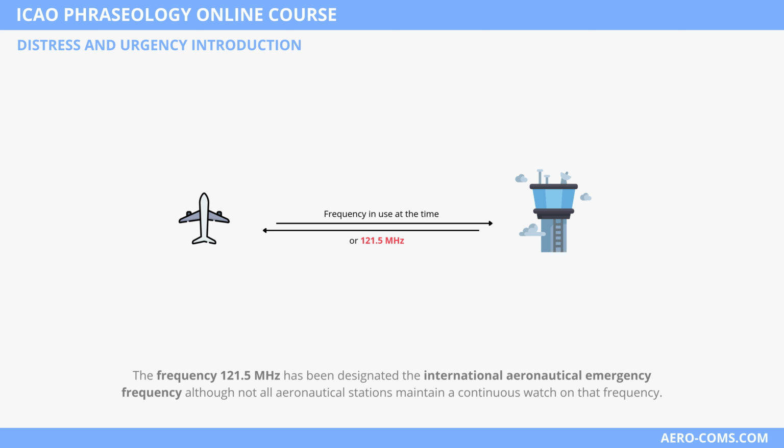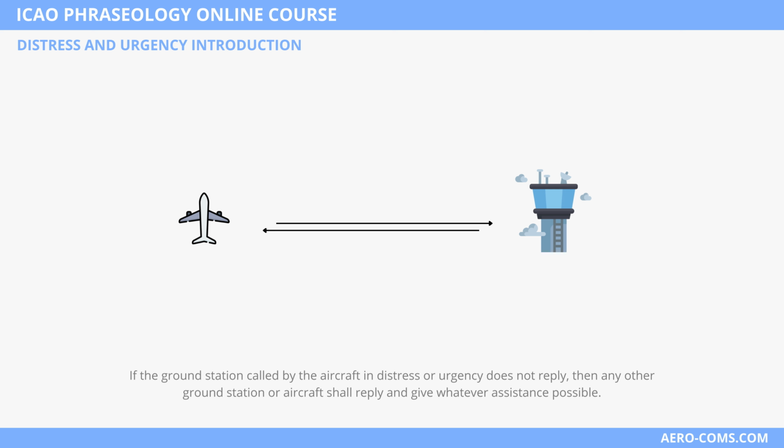The frequency 121.5 MHz has been designated the International Aeronautical Emergency Frequency, although not all aeronautical stations maintain a continuous watch on that frequency. If the ground station called by the aircraft in distress or urgency does not reply, then any other ground station or aircraft shall reply and give whatever assistance possible.